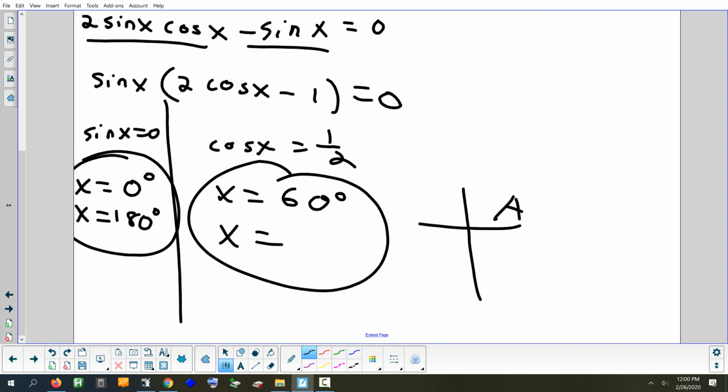And what other quadrant are we looking for an answer in besides 1? Uh, 4. So what would be my answer in quadrant 4? 300. 360 minus your reference angle. So 300.